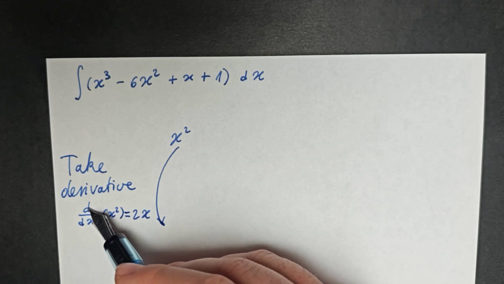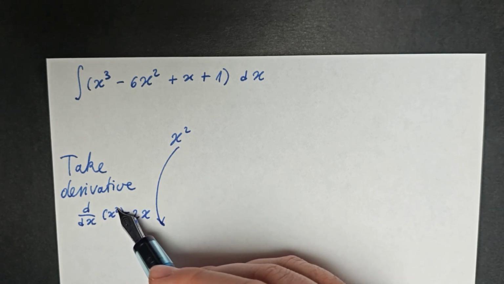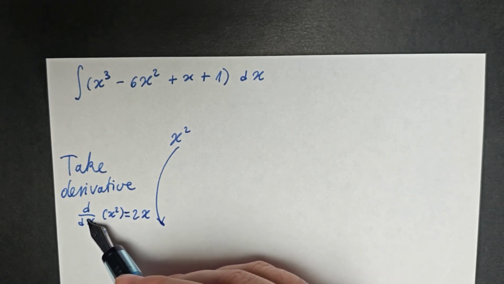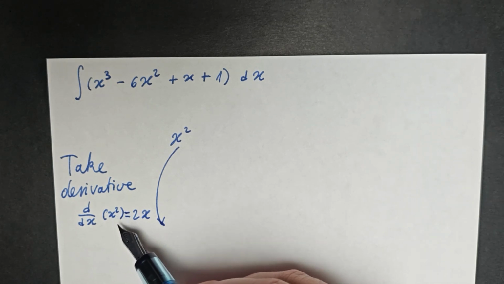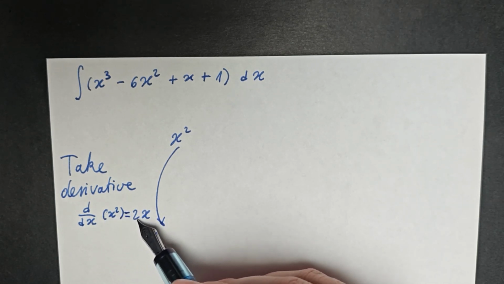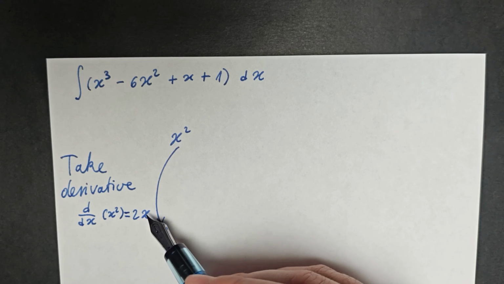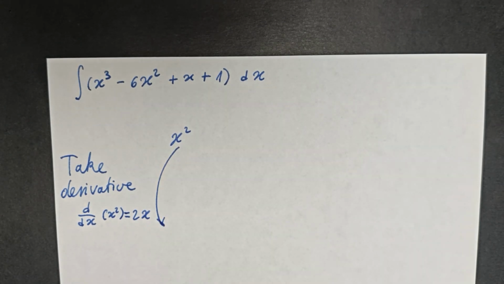We are going to take the derivative of the function x squared, and this dx here means that we are going to take that derivative with respect to the variable x. By doing this, we get that the answer is 2x. Integration would be a process reverse of differentiation. So integration is the opposite of taking the derivative.